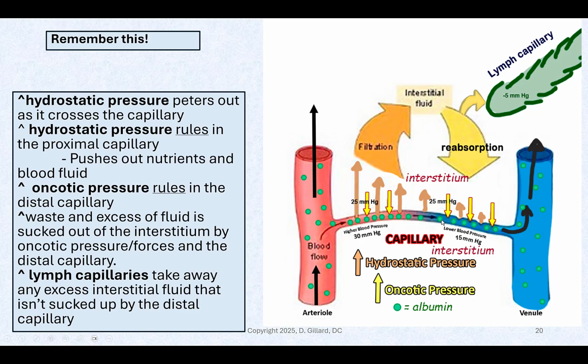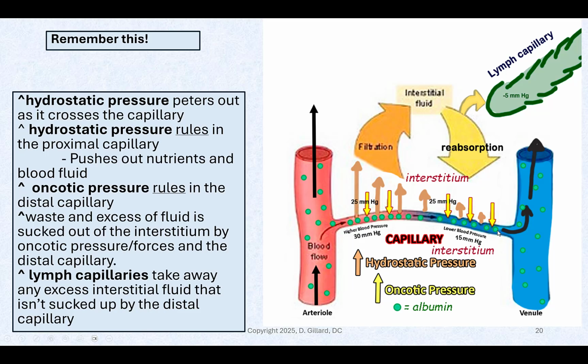But by the time you get down here, we have this sucking force. And this is generated by albumin. If you had tons and tons of glucose, it would help generate a force as well. But with albumin, the glucose is sucked up by the kidney. So we have this sucking force, and that's always constant. That's because these little green albumin blobs normally don't get out into the interstitium. So there's always a 25 millimeter of mercury kind of sucking force, like the yellow arrows here.